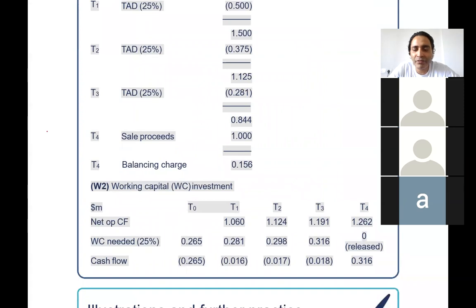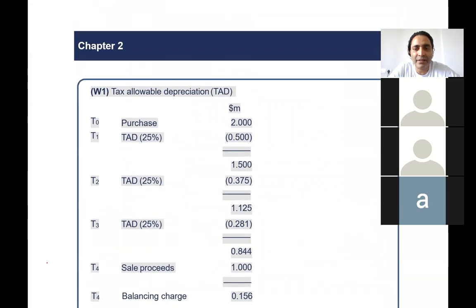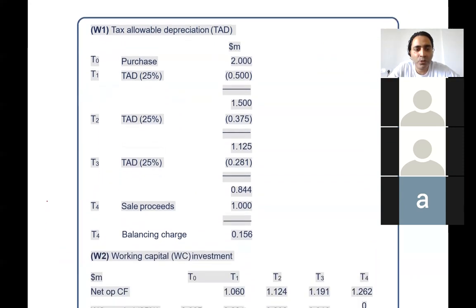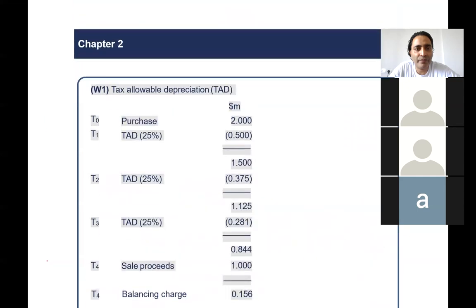It's not necessary for me to solve this in Excel, because in Excel we are going to solve case studies. Right now we are only understanding concept questions. Okay, so the solutions will be there right in front of you.